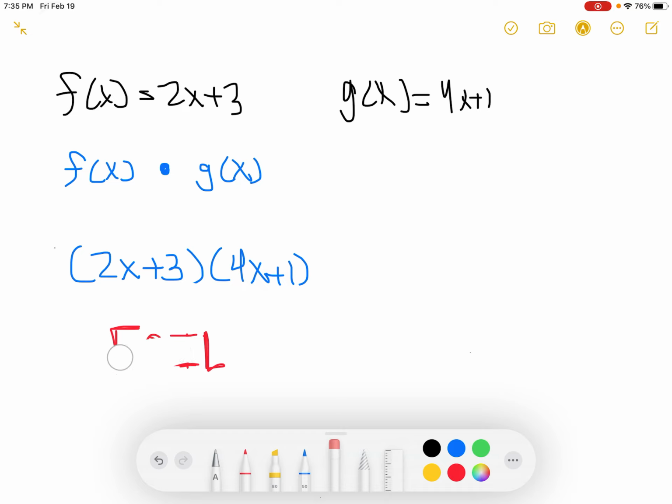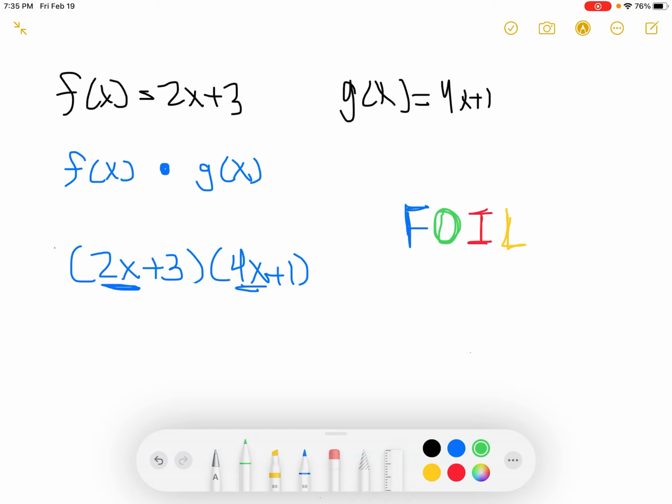Let me actually just do this. Okay. So I'll make the F blue, the O green, the I red, and then the L yellow. So F means first. So these are the first ones in each function, the first parts of each function. Then you first would multiply those.